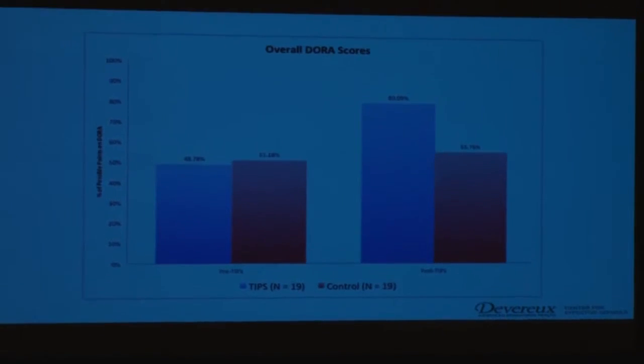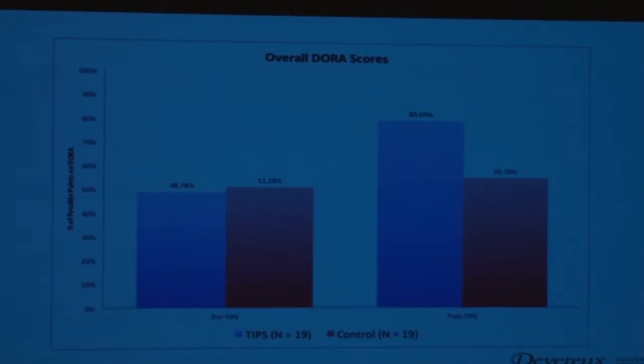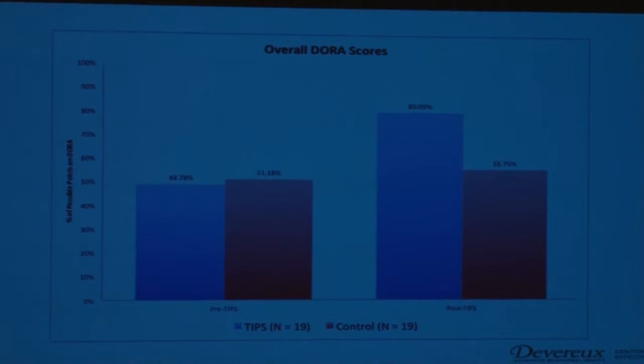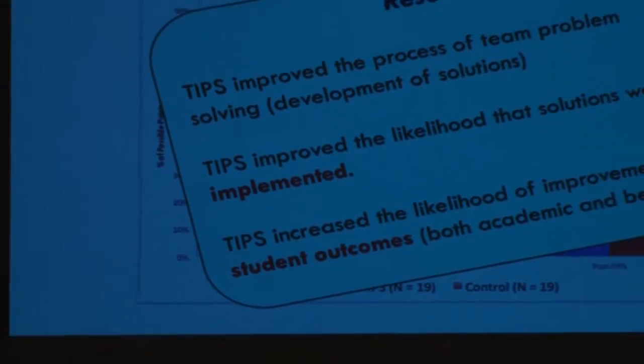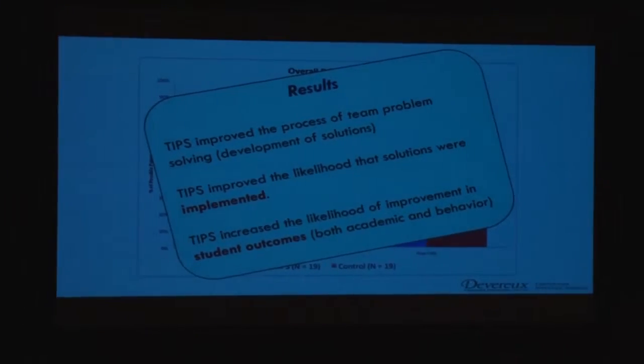We can see through a fidelity measure called the DORA, Ann Todd and her colleagues were looking at whether or not TIPS was implemented effectively. In another study looking at 19 teams that were trained in TIPS and 19 teams that were not, we can see that overall the blue set of teams increased after they were trained in TIPS. They increased in their meeting foundations and in their problem-solving effectiveness. So overall, the process improved the likelihood that the solutions the teams came up with were implemented, and it increased the likelihood of student improvement.